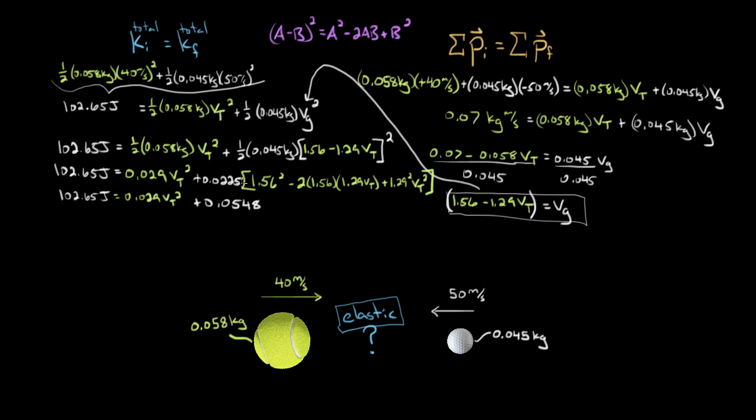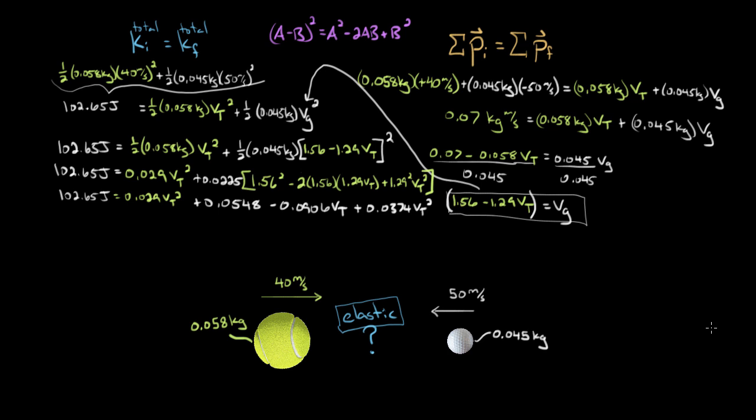That's what 0.0225 times 1.56 squared is. Then I'll get minus 0.0906 VT. That's what 0.0225 times this whole quantity is. And then finally I'll get plus 0.0374 VT squared. That's what 0.0225 times this quantity right here.